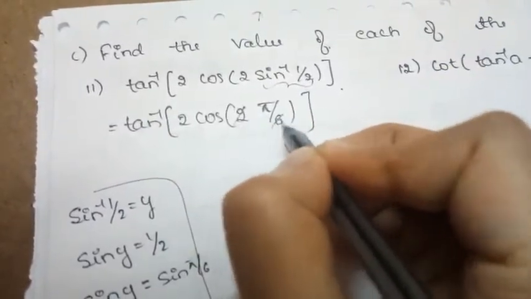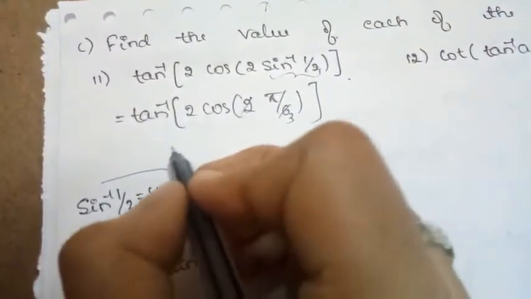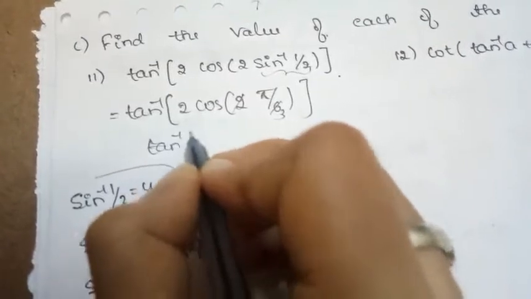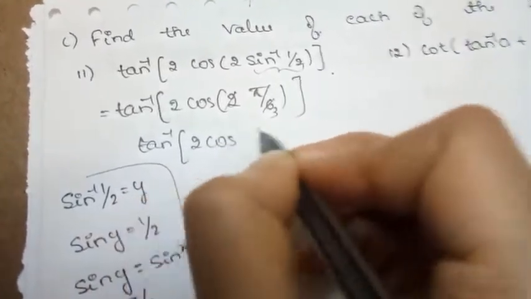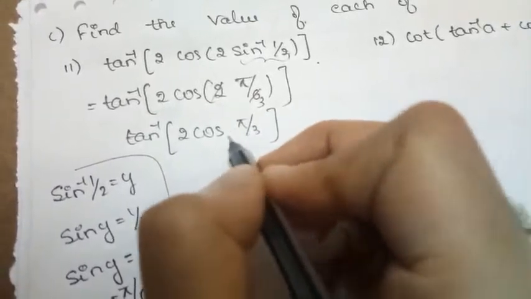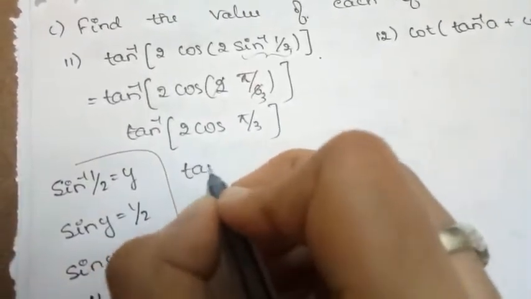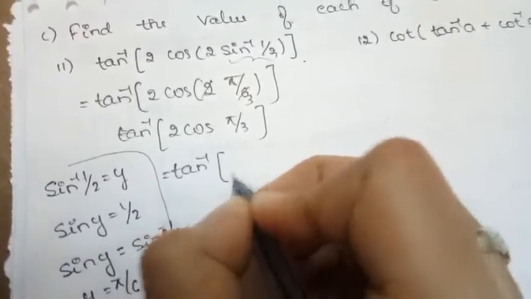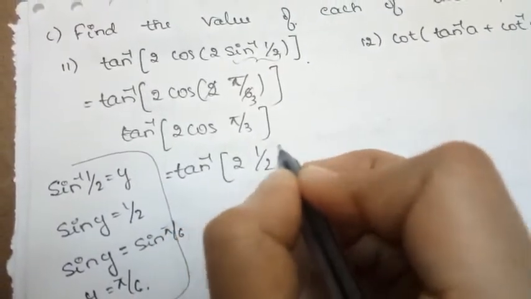So 2 ones are 2, 2 sixes are 3, so it is pi by 3 now. So tan inverse of 2 cos pi by 3. So what is cos pi by 3? Cos pi by 3 is nothing but 1 by 2. So 2 into 1 by 2.